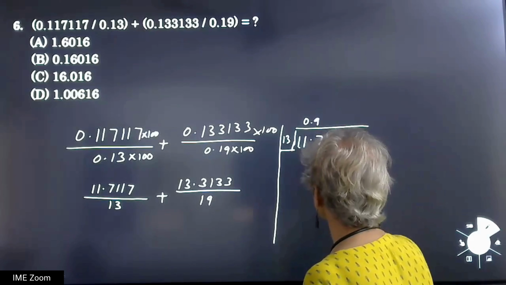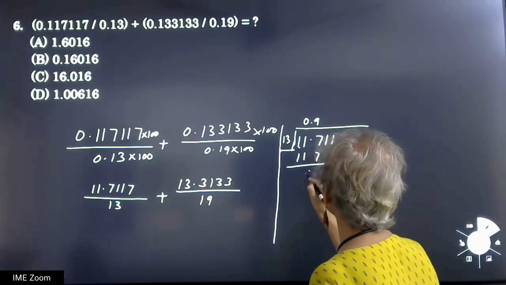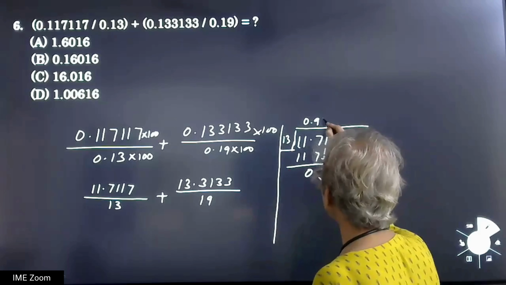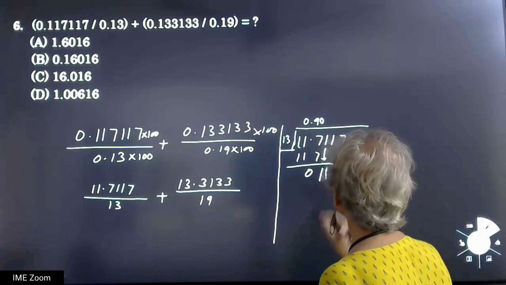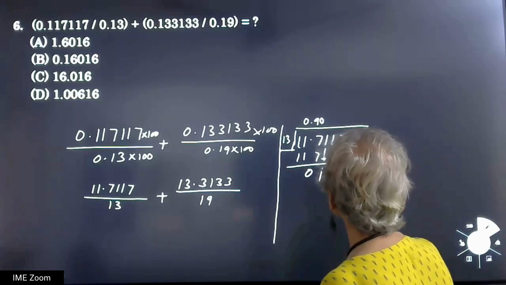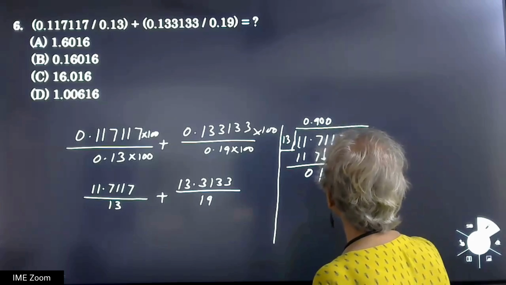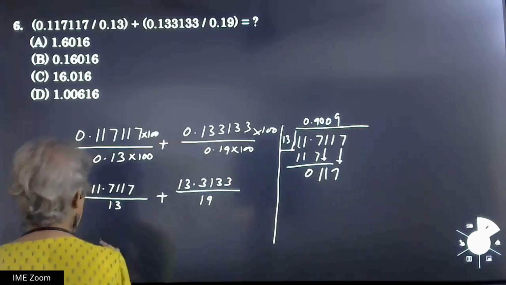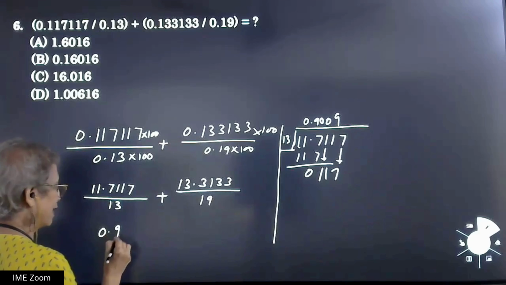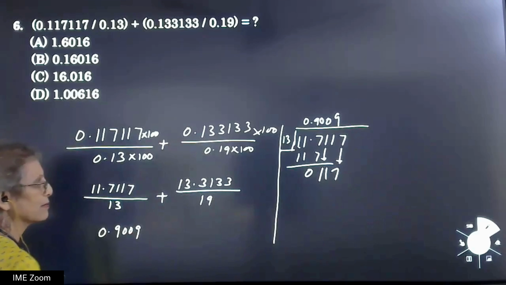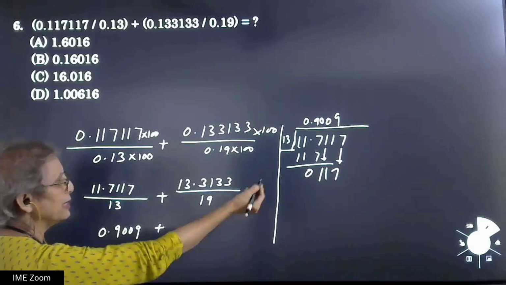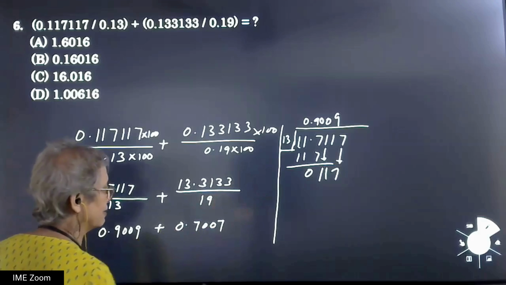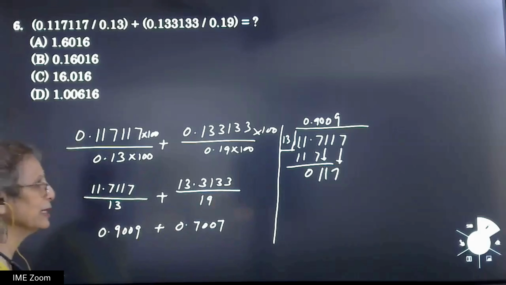And now 13 9s are 117, 0. Bring down 1, which is not divisible by 13. So put 0. Bring down next one. That is also not divisible. Put 0. And then 7, 9. So what's the answer here? 0.9009. And similarly here, now same thing will happen. It will be 0.7007. And now let us add them together.